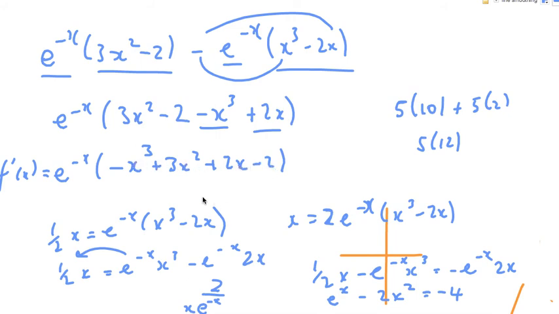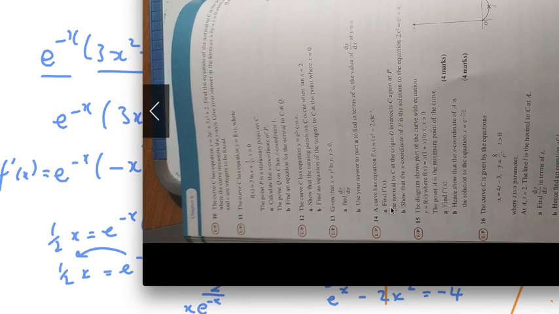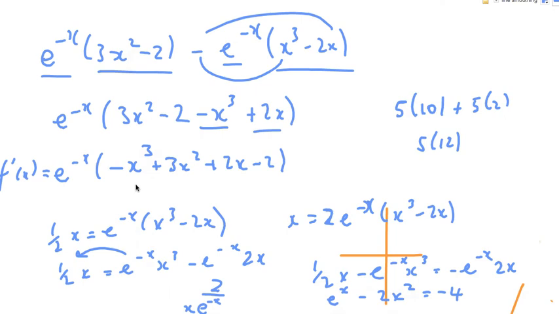And then it says the normal to C at the origin intersects C again at P. Show that the x coordinate of P is a solution to the equation 2x squared e to the x plus 4. So we figured out that the normal goes through the origin, so there's no intercept, and must be opposite.